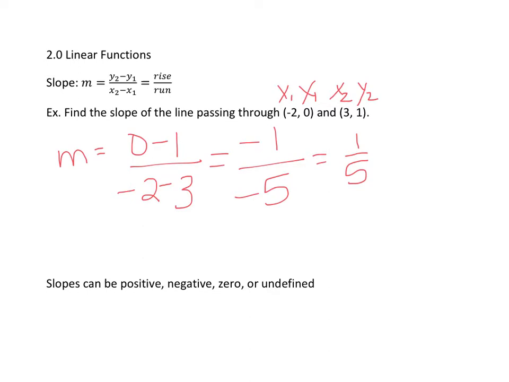Slopes can be positive. A line going uphill. A negative would be going downhill. A zero slope would be a horizontal line. An undefined slope would be a vertical line.